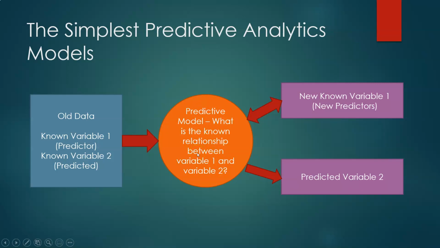Then we have two things that happen. First, we go into the future where we have data sets where we only have variable 1. So we know the value for variable 1, but we don't know the value for variable number 2. So what we're going to do then is take variable 1 and feed it into our model, and our model is going to allow us to output a predicted variable 2 that would be something we think is reasonably close, because now the relationship between the variable 1 and variable 2 in the future is being modeled on what we learned about it in the past.